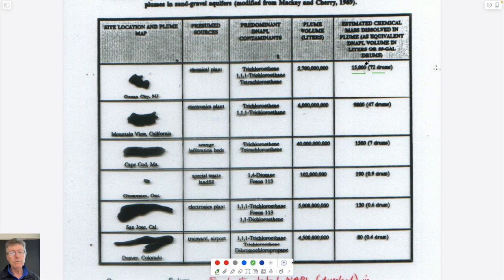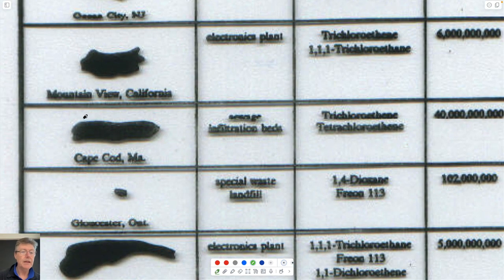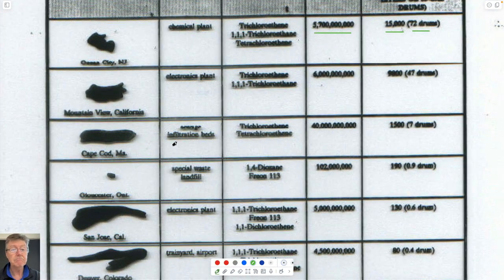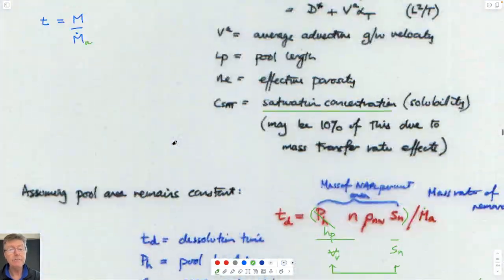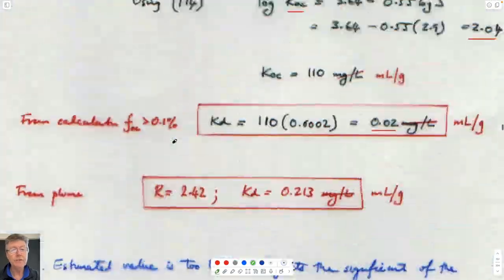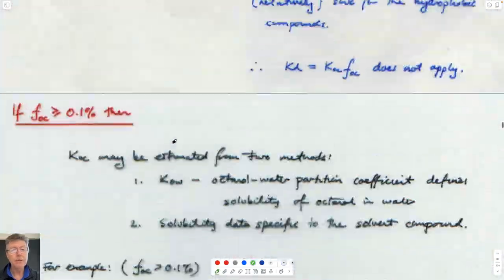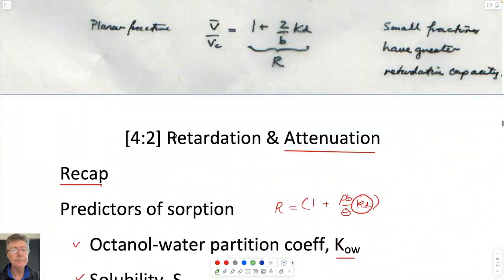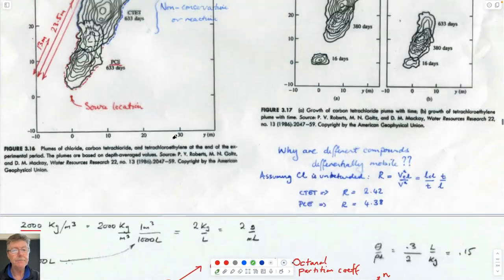Now, this is the volume in liters within the drums, and this is the volume in liters of the aquifer which is contaminated. So it's a big differential. And so you could imagine that if you went into each of these aquifers, and just like actually Borden, for that matter, if you went into Borden and you could reconstruct the geometry of these plumes that we have here.